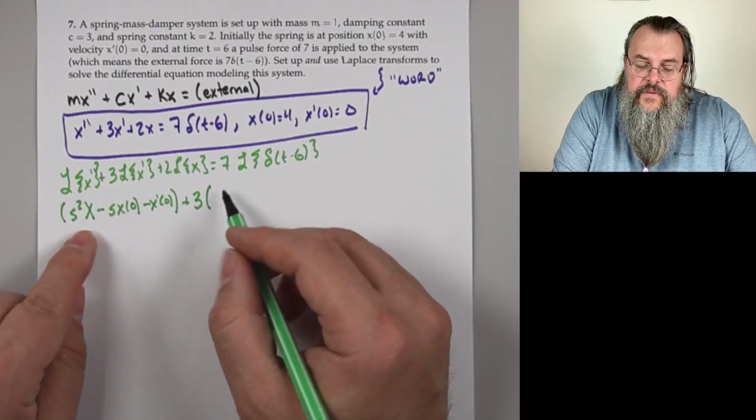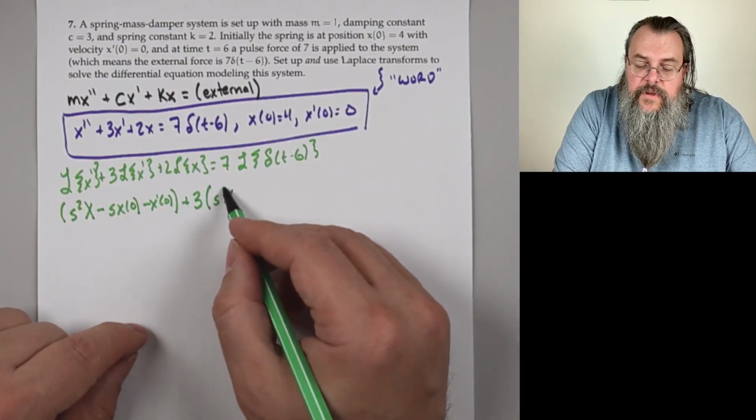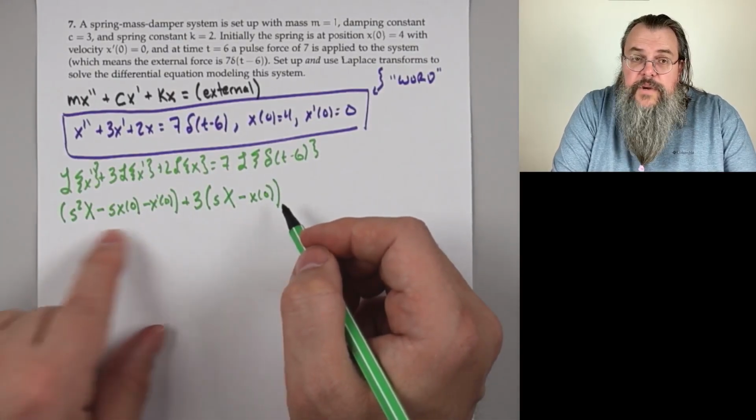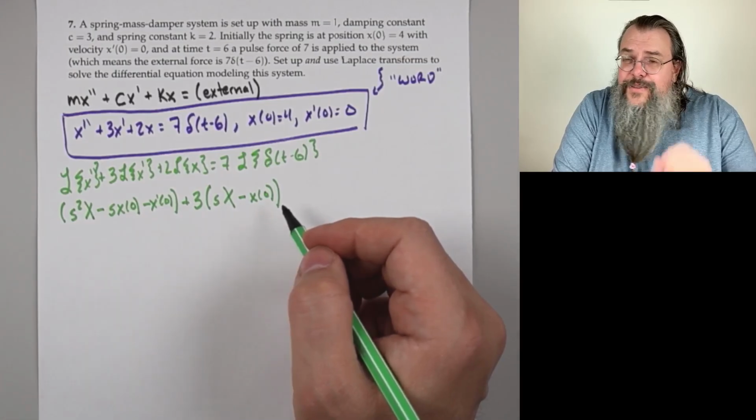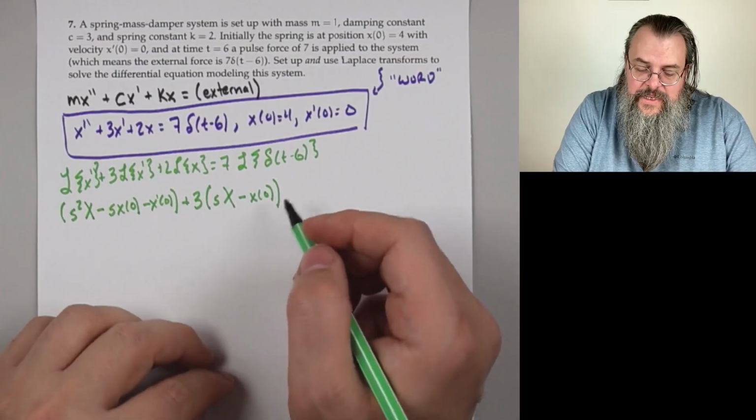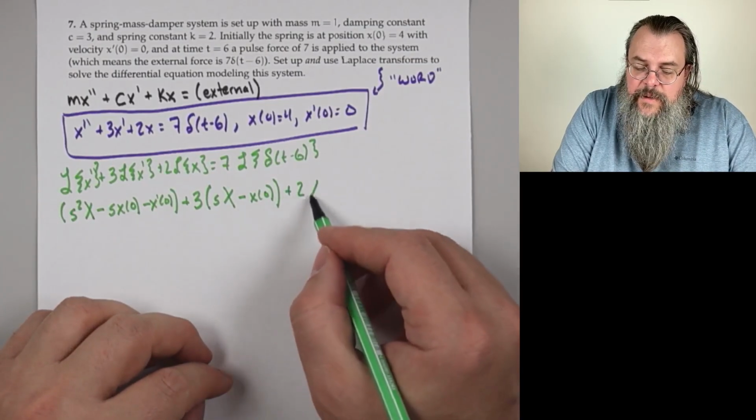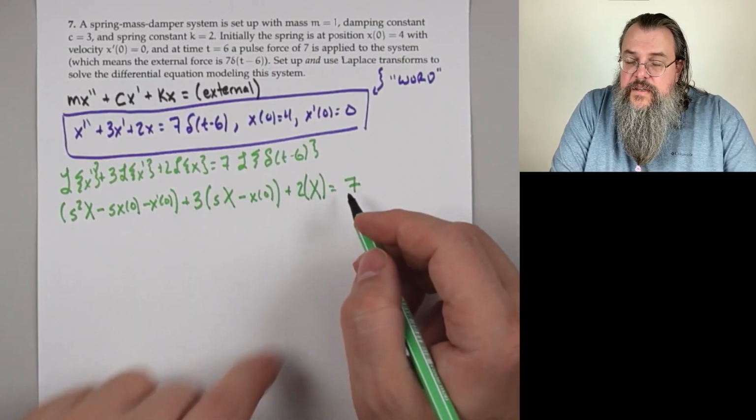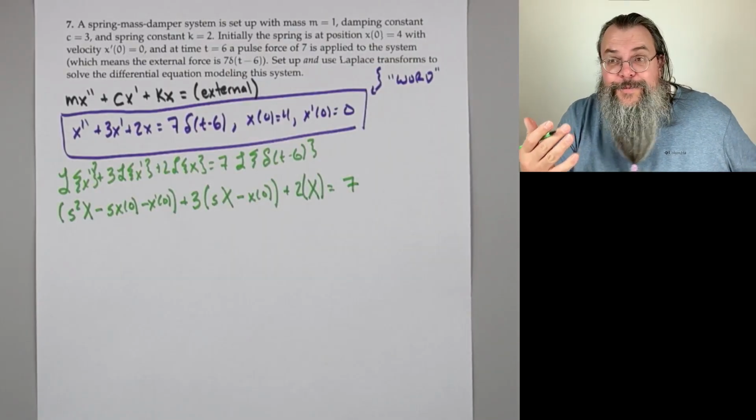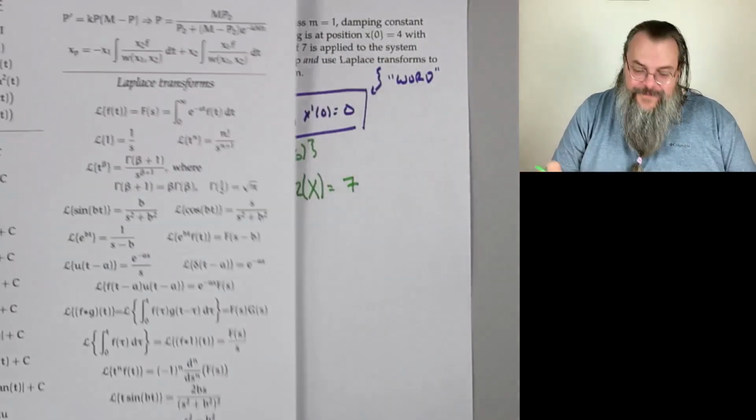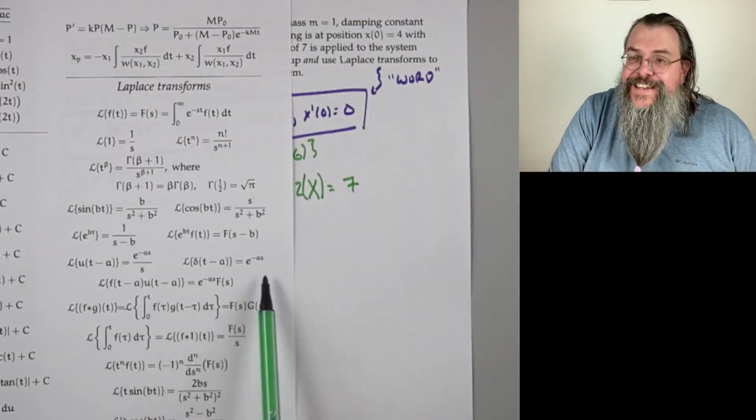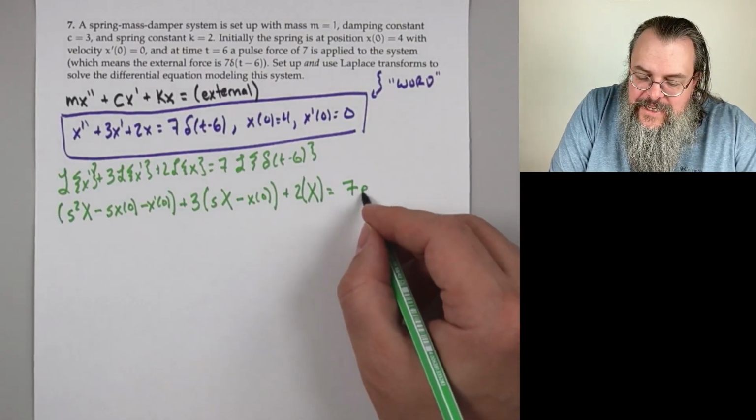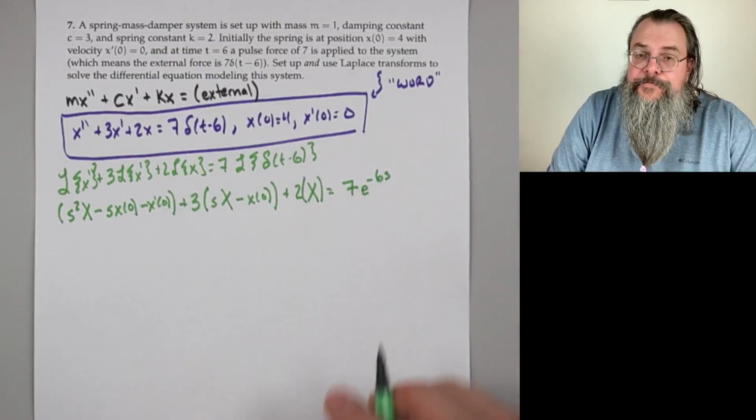Now, Laplace of x prime will be s capital X subtract x of 0. Again, formula sheet. I'm not putting any thought into this. This is just formula sheet. Plus 2 capital X equals 7. And delta, again, what am I going to use? It's the formula sheet. Yes, there it is. The delta function's on our sheet. So that's 7e to the minus 6s.